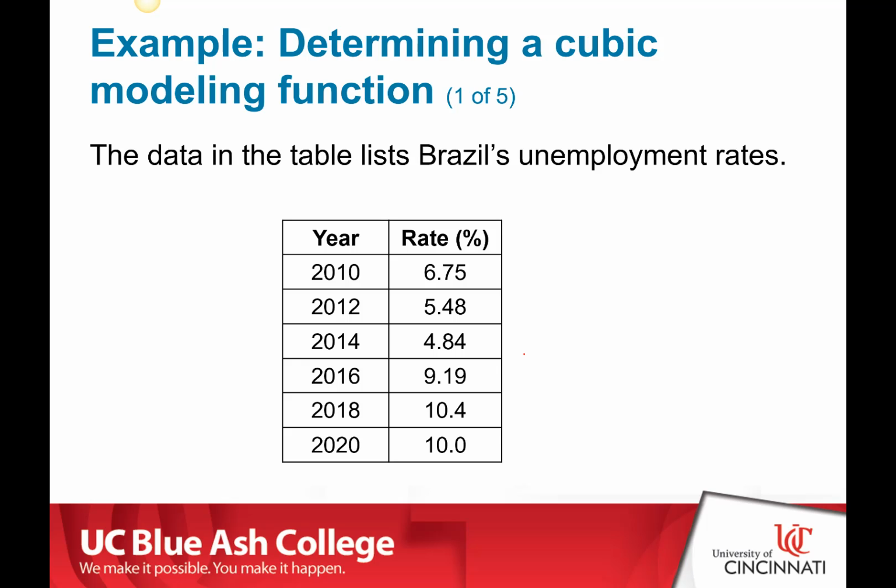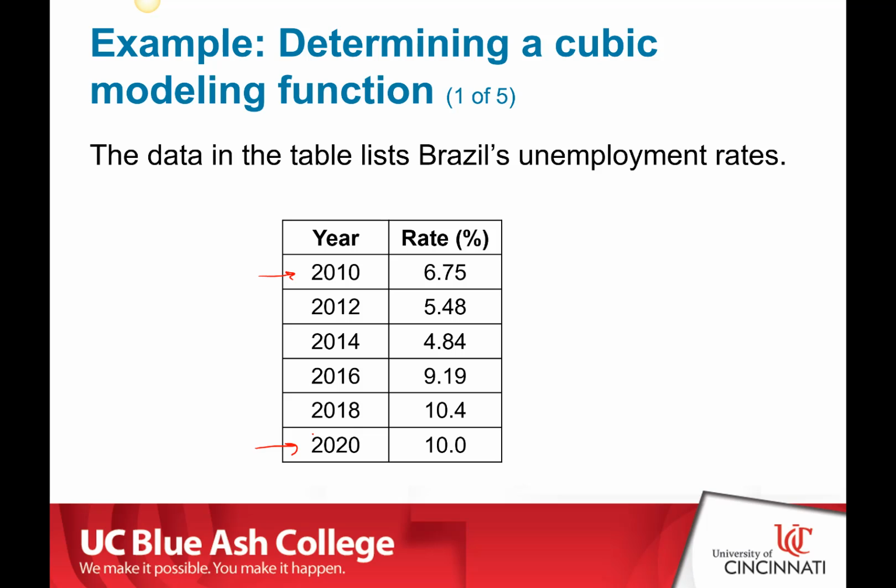Let's take a look at some data here. We have the unemployment rates down in Brazil from 2010 to 2020. Hey, what's the deal with this 2020 business? How'd they get the unemployment rates for next year? Has the government decided how many people are going to get hired and fired and that's it? Or is that a guess? It's a guess, isn't it?